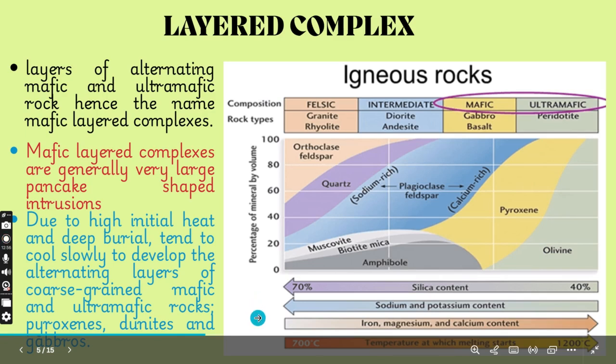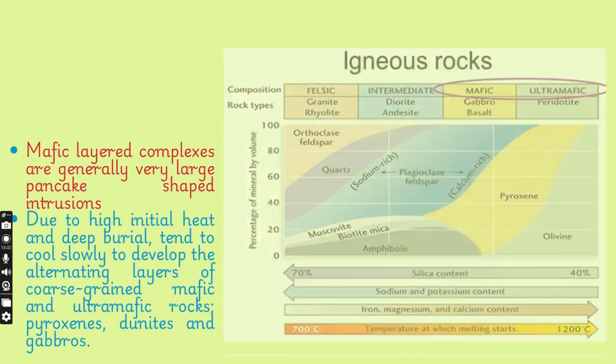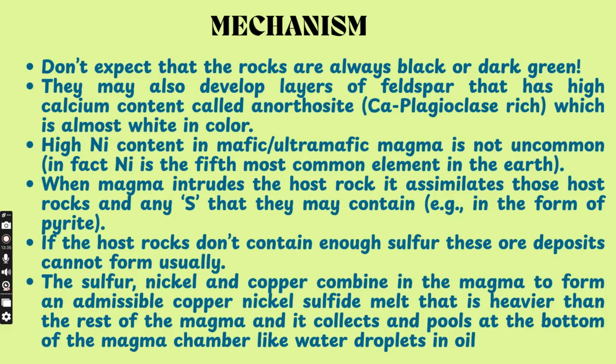So layers of alternating mafic and ultramafic rocks are an important phenomenon in layered complexes, and mafic layered complexes are generally very large, pancake-shaped, as I have shown earlier. Of course, they will have some feeder channel from which the magma comes up. Due to high initial heat and deep burial, they tend to cool slowly, and therefore overall coarse-grained mafic and ultramafic rocks like pyroxenites, dunites, gabbros, anorthosites can hold this.